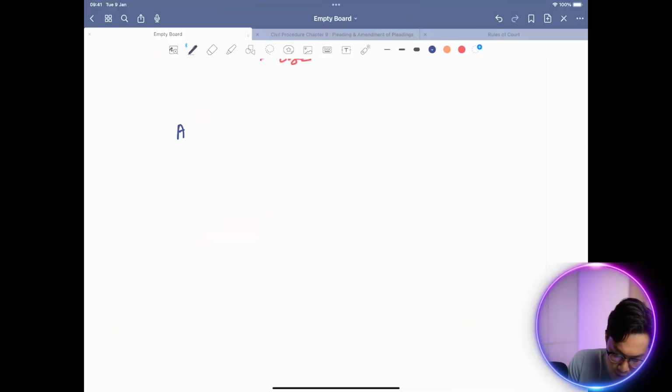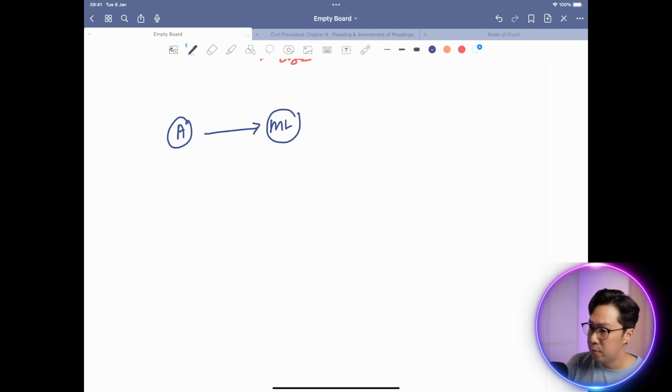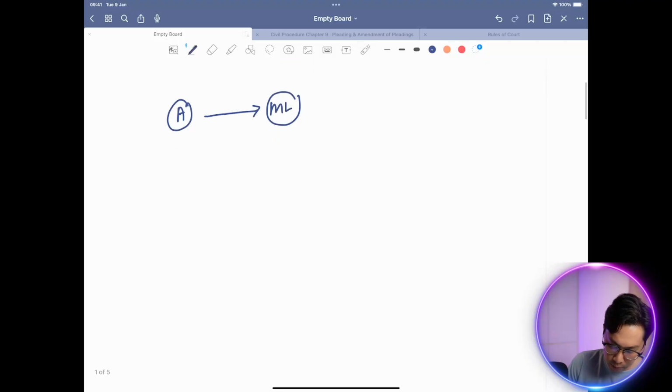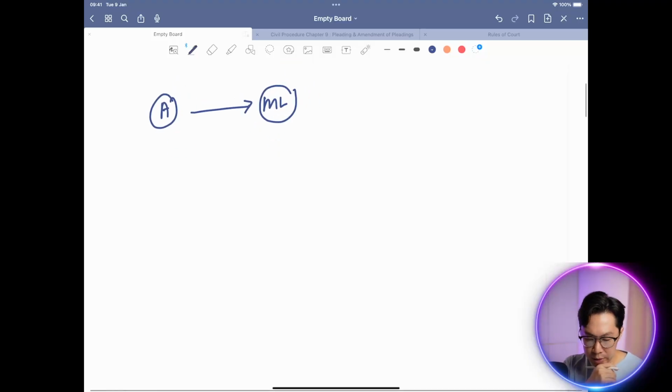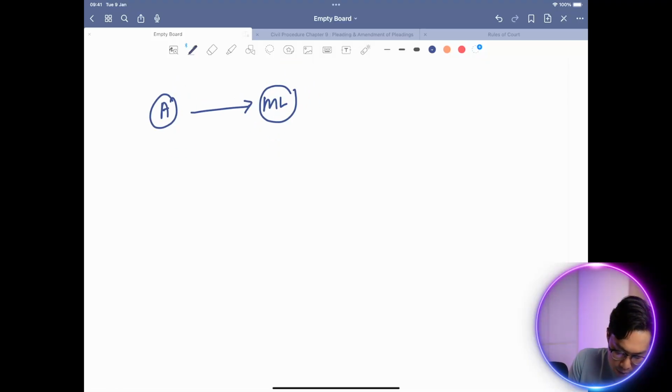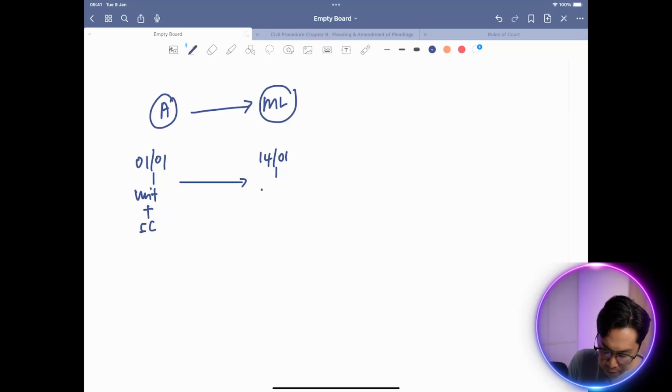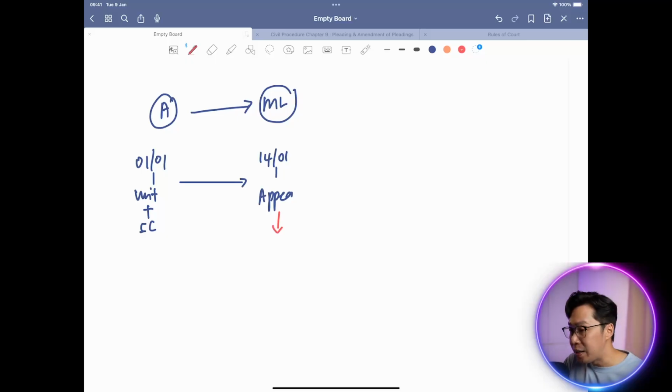So Alex sues Mr. Lee. Correct? And okay. First, writ and statement of claim. So on the 14th, if Mr. Lee didn't enter appearance, Alex will get a JIDA, isn't it?